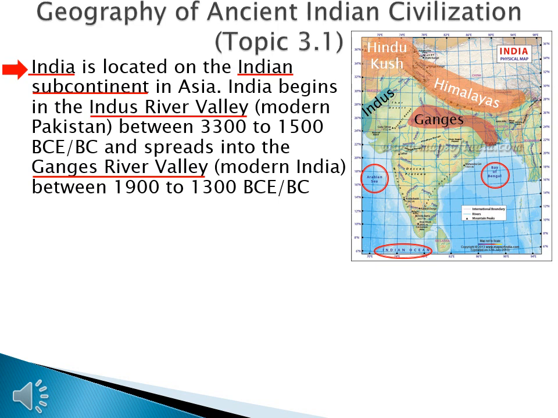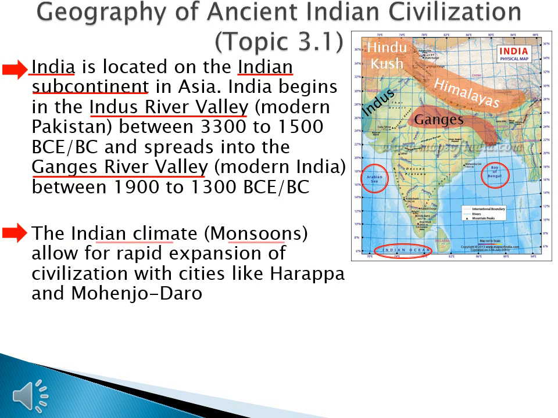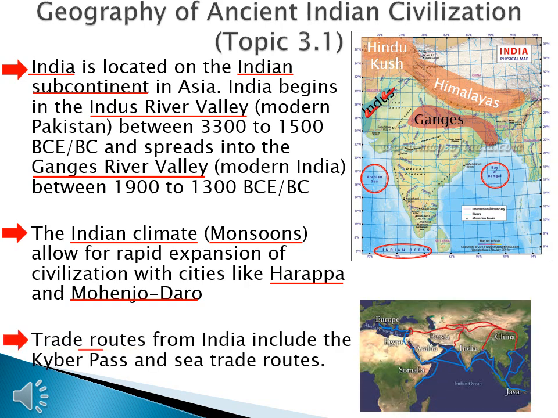But why does it spread so much? Well, the Indian climate, or monsoons, allow for rapid expansion of civilization, with cities like Harappa and Mohenjo-daro. Those are early cities. Finally, we have trade routes from India, which include the Khyber Pass and sea trade routes. Go to the next slide.